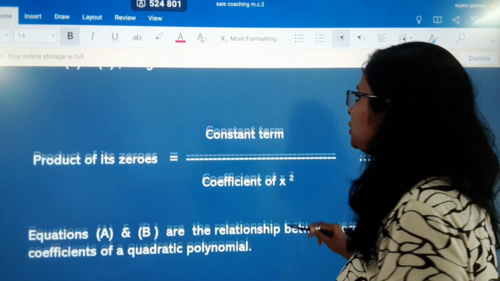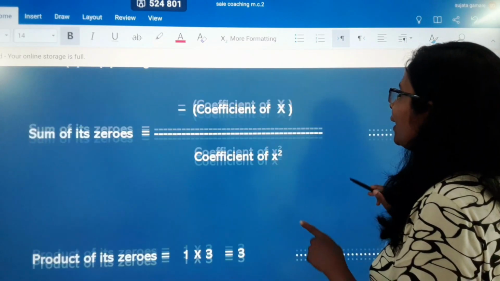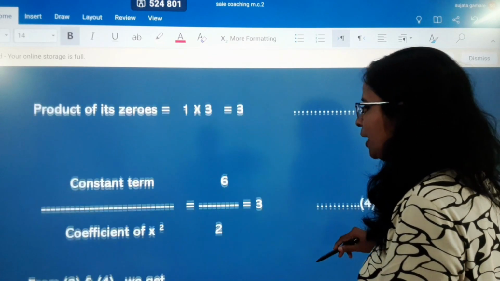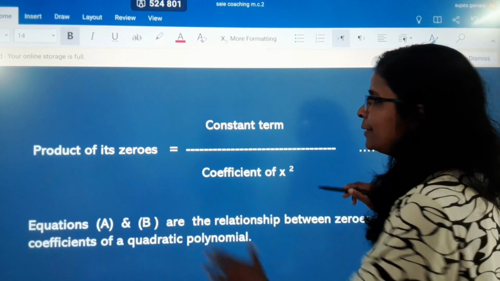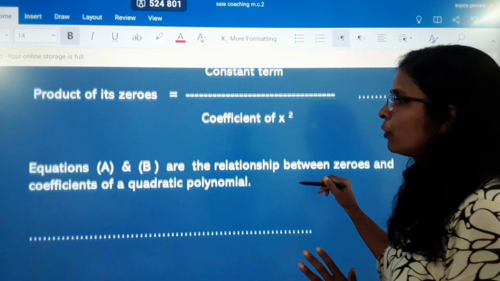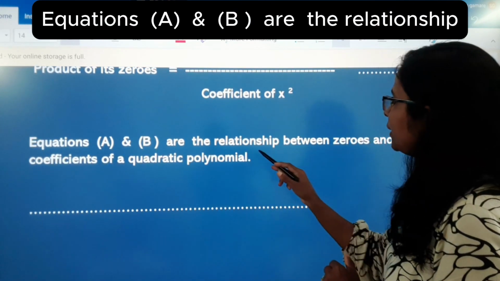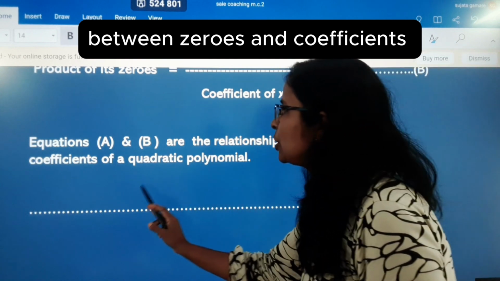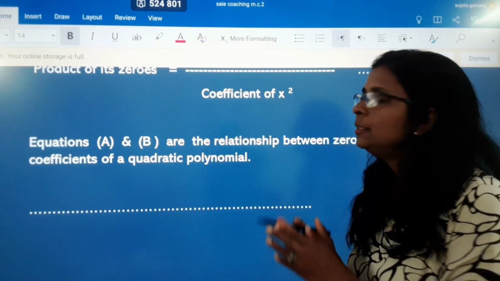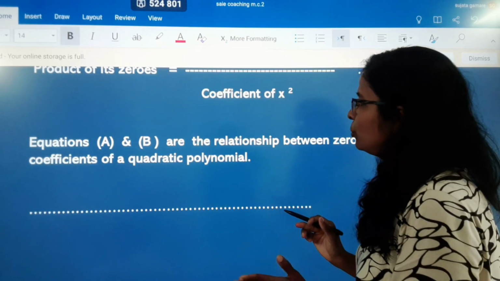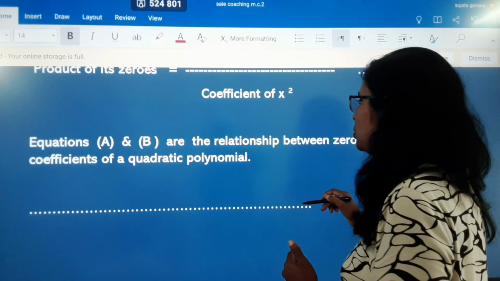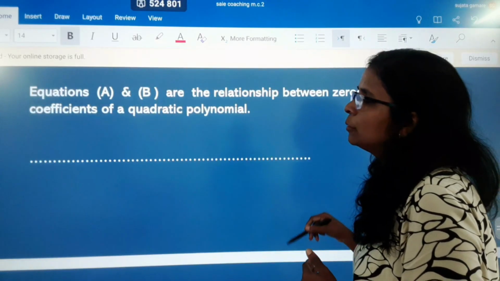Now here call this formula as A and B. So this is the formula, sum of its zeros, and that is called A, capital letter A, and the product of its zeros, call this formula as B. So now equations A and B are the relationship between zeros and coefficient of a quadratic polynomial. Okay, so that's the way these are the formula for the relationship between zeros and coefficient of a quadratic polynomial.